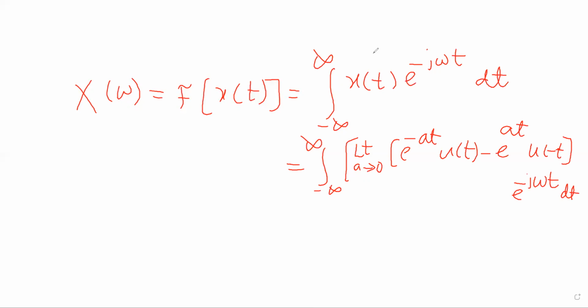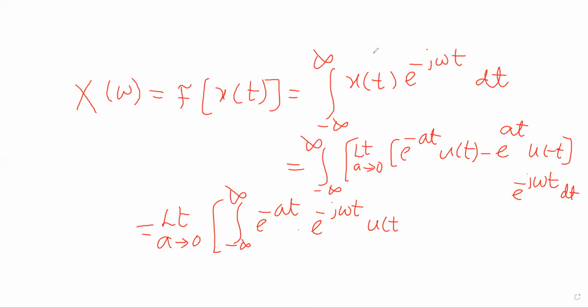Now we can split these two parts and write it again. Taking the limit outside, we write limit a tends to 0, and the first term is the integration from minus infinity to plus infinity of e to the power minus at into e to the power minus j omega t into u of t dt. The second term is the integration from minus infinity to plus infinity of e to the power at e to the power minus j omega t u of minus t dt.